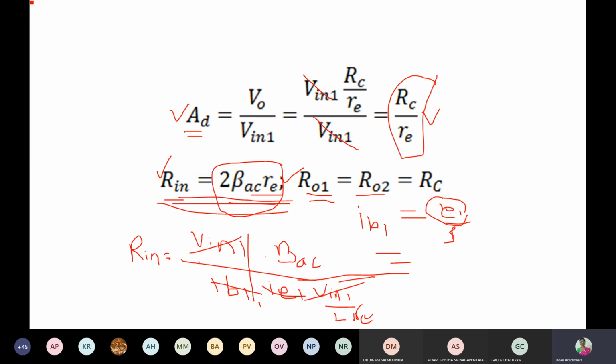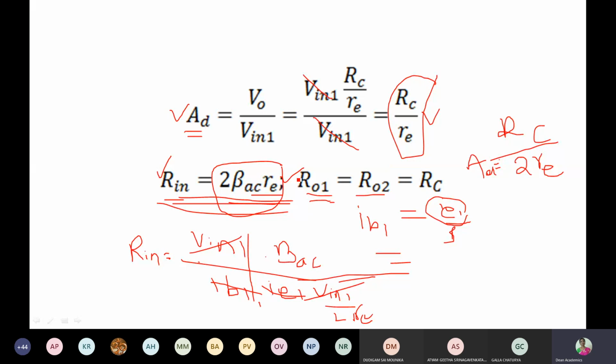So I think you can guess what will be the differential gain for single input, unbalanced output differential amplifier. If the output is balanced, we get RC by RE. If the output is unbalanced, that means single-ended, RC by 2RE. So for single input unbalanced output differential amplifier, differential gain is equal to RC by 2RE.